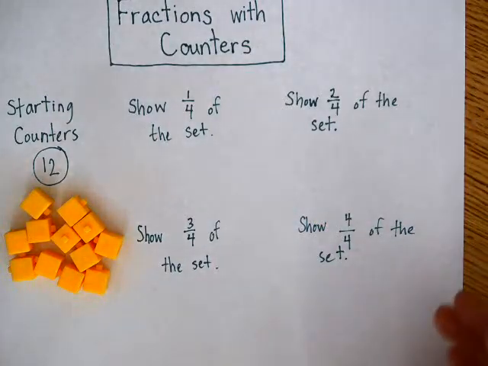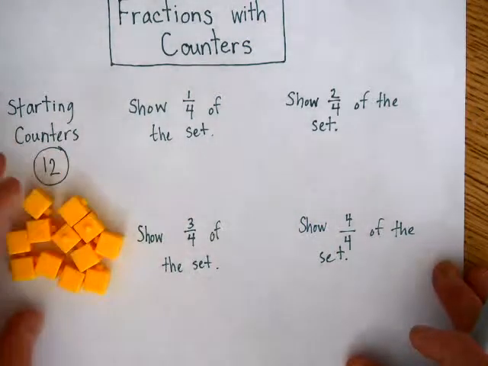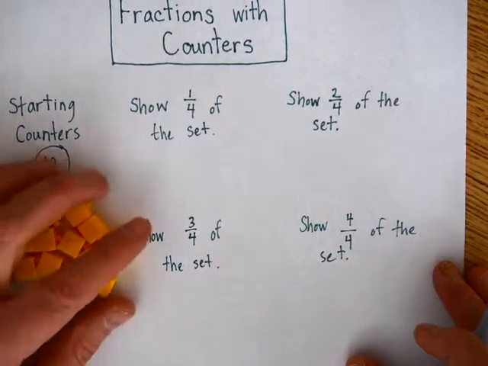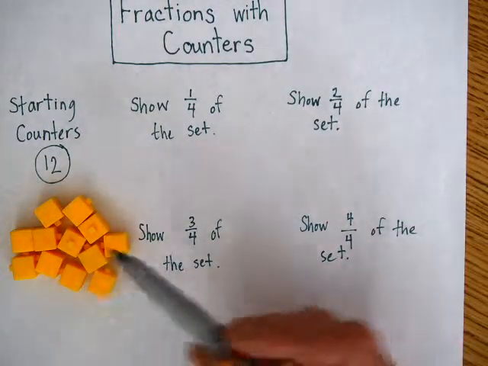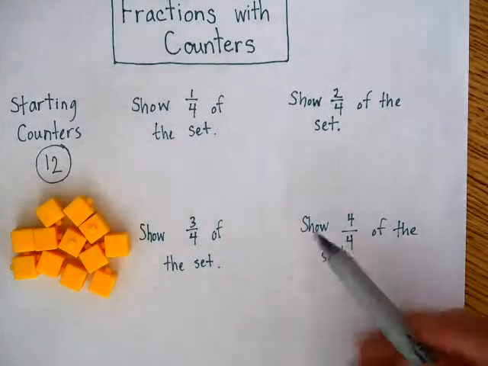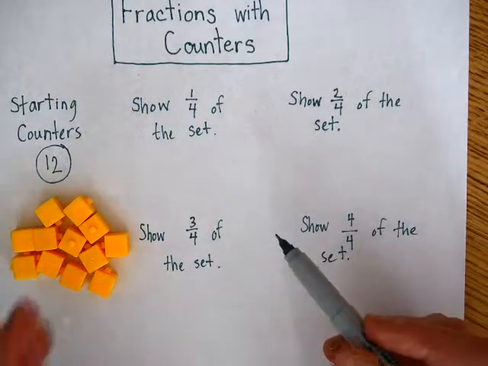So today we're talking about fractions with counters. We're going to start with 12 counters. Okay, we have 12 counters right here. And what we're going to have to do is break these 12 counters up into groups and show certain parts of this whole set.